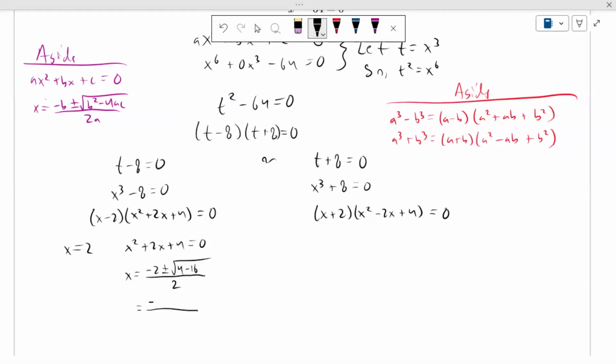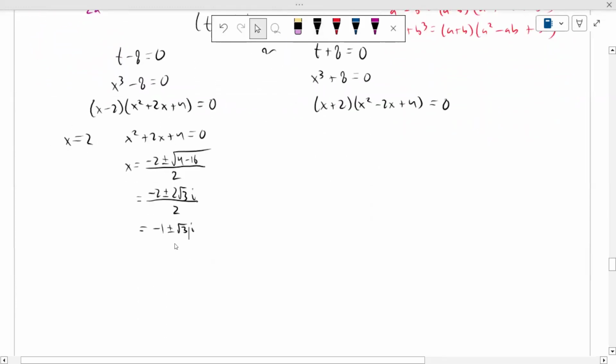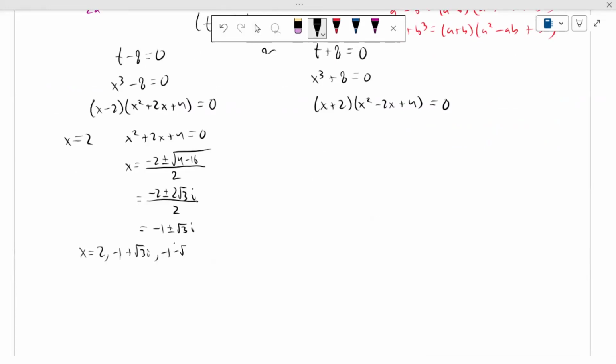So now to simplify this, we got negative 2 plus or minus the square root of negative 12. So that's going to be 2 square root of 3i, all divided by 2. So this is going to be negative 1 plus or minus the square root of 3i. Okay, so those are my solutions from this one. Just to write them all out in a list here, it's 2, negative 1 plus the square root of 3i, and negative 1 minus the square root of 3i. So that's 3 solutions.